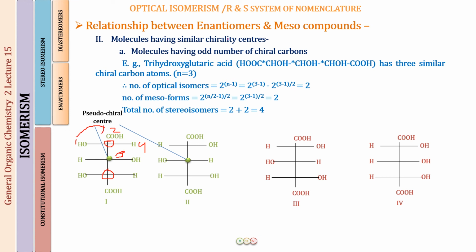Hydrogen is on the horizontal position. So what we can say is that C2 has what configuration? It has an S configuration. Okay. Now let us look at C4. If you look at C4, this is going to be group number 1, group number 2.